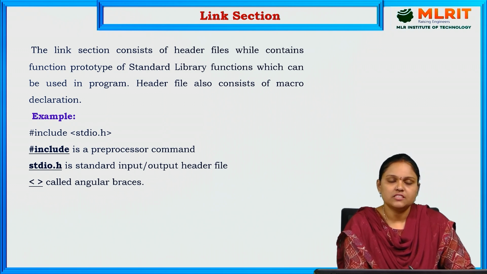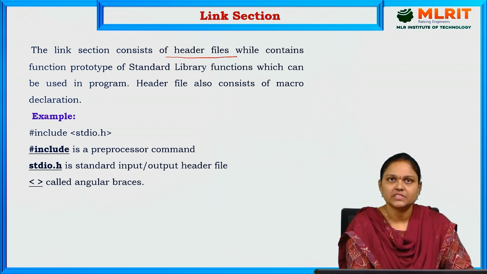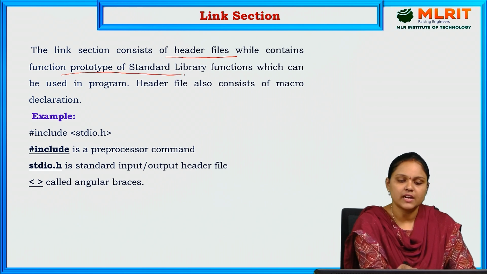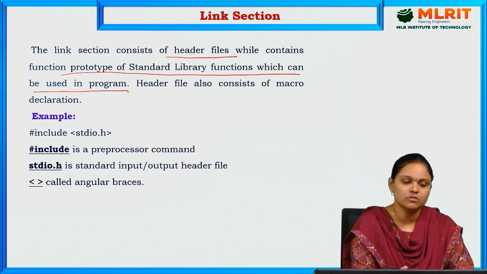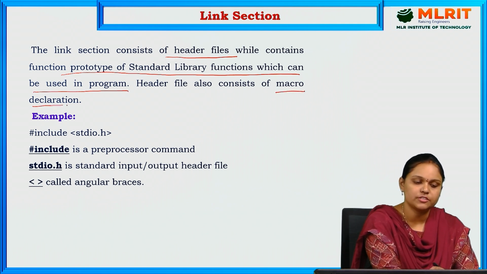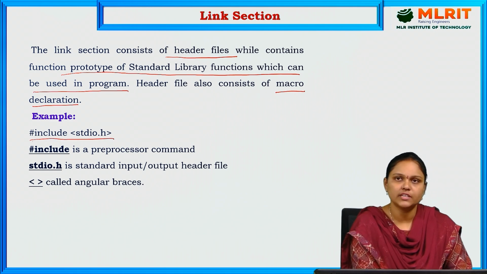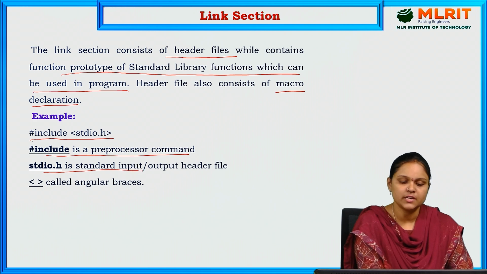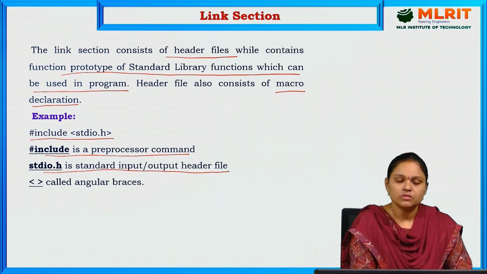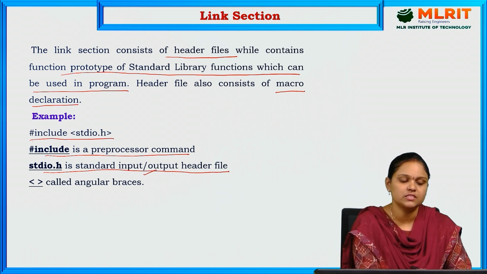Coming to the link section. A link section consists of the header files, which contain the function prototypes of standard library functions that can be used in the program. Header files also contain some macro declarations. An example of a header file is #include stdio.h. #include is a preprocessor command and stdio.h is the standard input and output header file. The input and output functions that we use in our program are defined in the stdio.h header file.